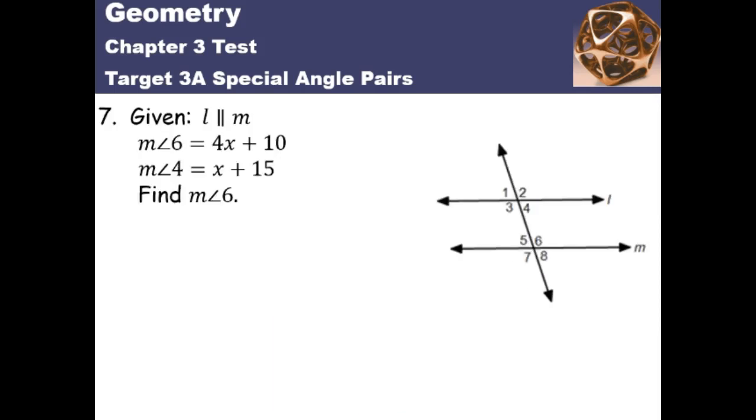Okay, so for 7, what kind of angles are 6 and 4? Here's 6, and here's 4. And we're given that L is parallel to M, so these two lines are parallel. Okay, so 4 and 6, are they interior, exterior, or one of each? Well, 4 and 6 are both between, so they're interior. Are they on the same side of this line or on different sides? And again, they're on the same side, so they're same side interior.